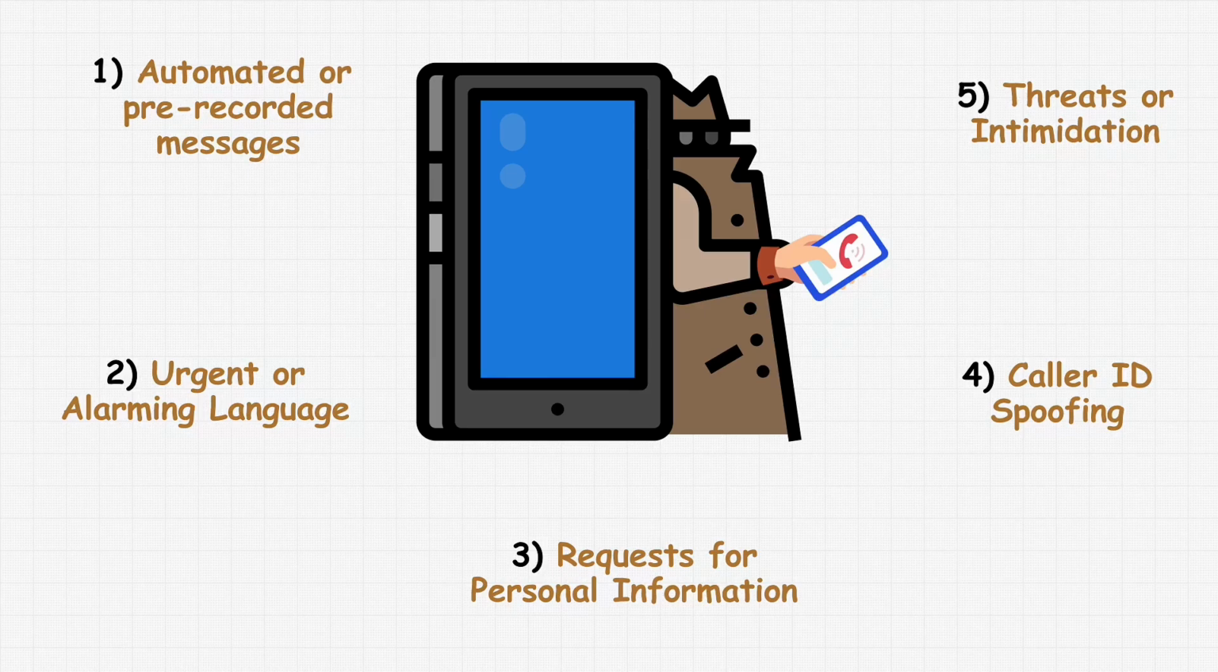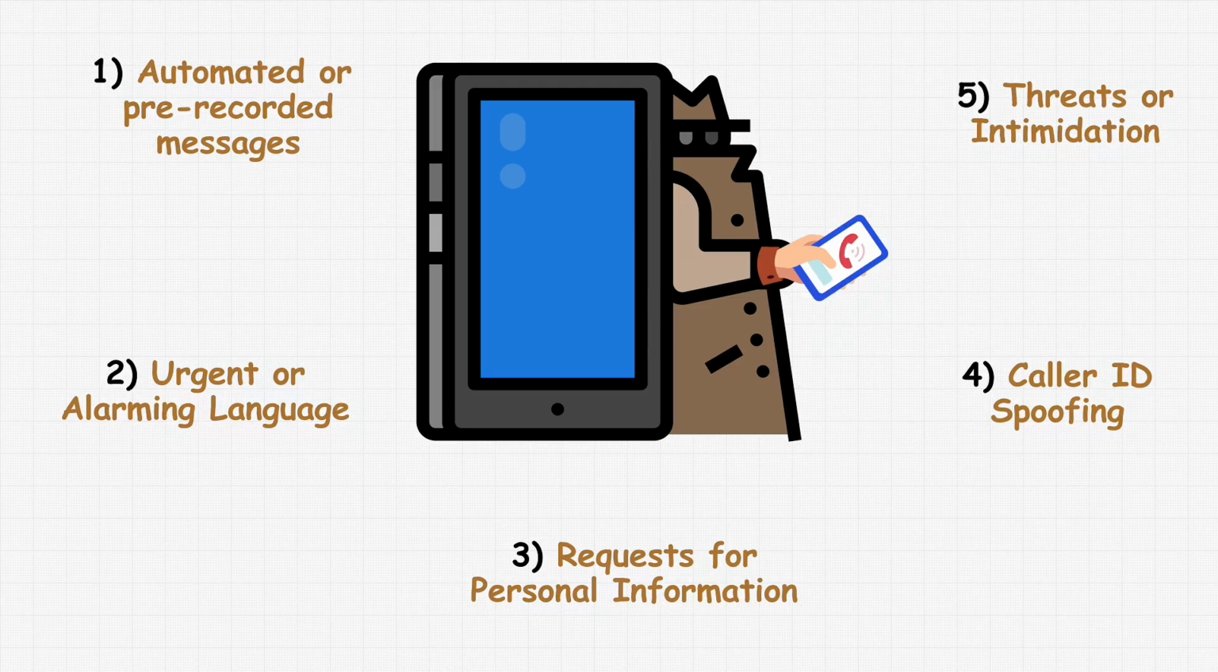If you do receive a suspicious phone call, it's best to hang up immediately and avoid providing any personal information. You can then verify the legitimacy of the call by contacting the organization directly through their official website or customer service phone number. Additionally, consider reporting the scam to relevant authorities such as the Federal Trade Commission, FTC, or your local law enforcement agency to help prevent others from falling victim to similar scams.